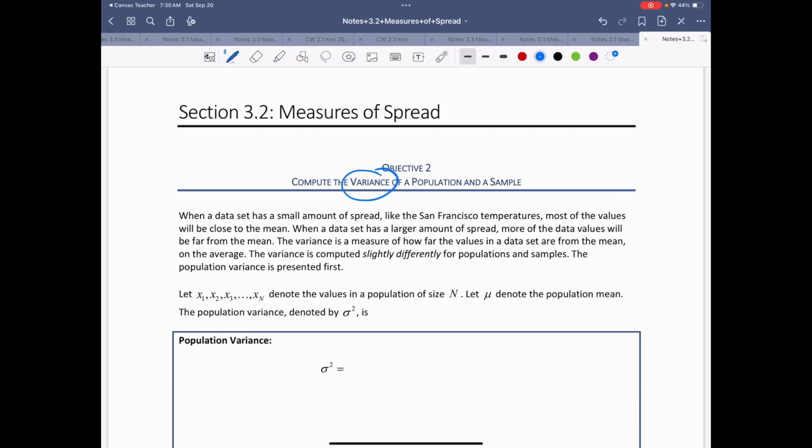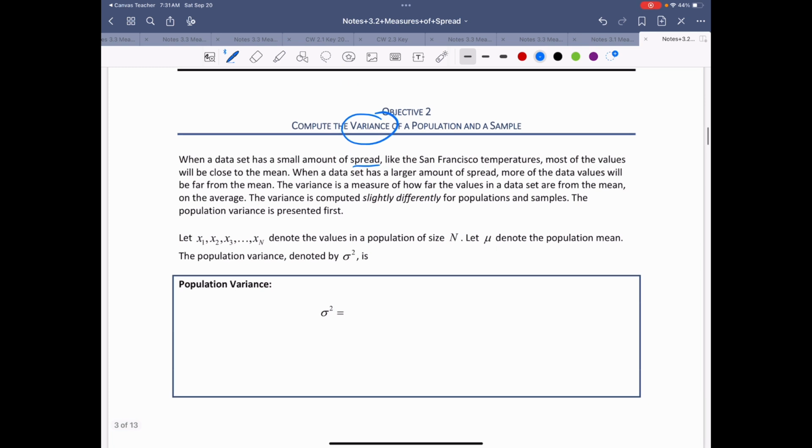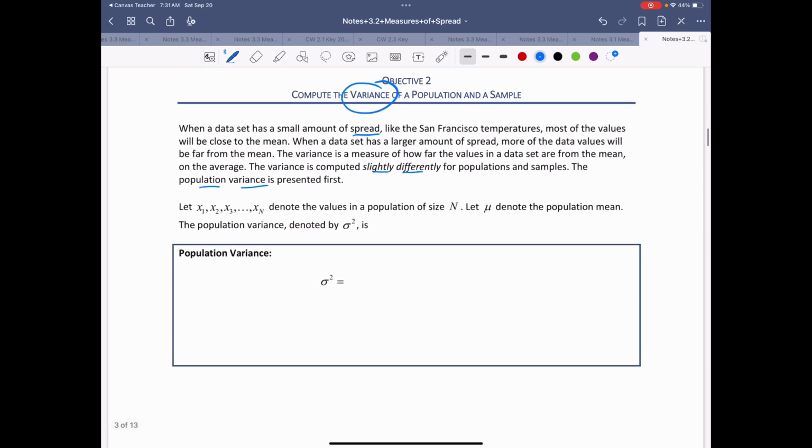And when a data set has a small amount of spread, like San Francisco, most of the values are close to the mean. When a data set has a larger amount of spread, more of the data values will be far from the mean. The variance is a measure of how far the values in a data set are from the mean on average. The variance is computed slightly differently for populations and samples, and we're going to start with population variance. And here's my data. The x1, x2, x3, ... xN denote the values in a population of size big N.